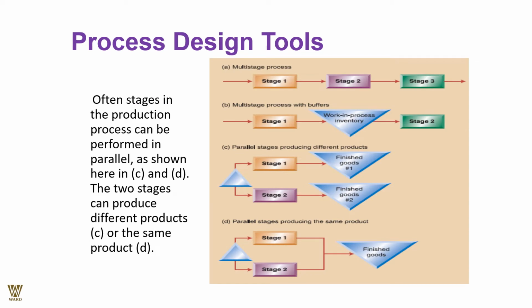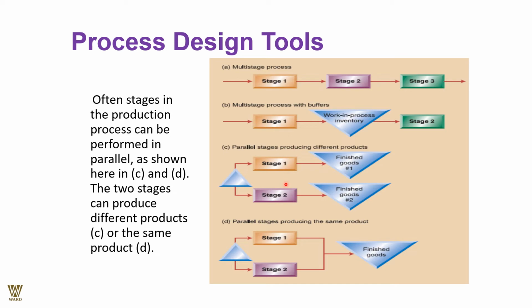Often stages of the production process can be performed in parallel, as shown here. If you look into it, this is a multi-stage process. Stage 1, stage 2, stage 3 is a multi-stage process as the case might be. But in point two, there is something called a buffer system that has been brought in, work in progress. So stage one, and then there is work in progress, and then comes stage two. So there is a buffer system that works around it.